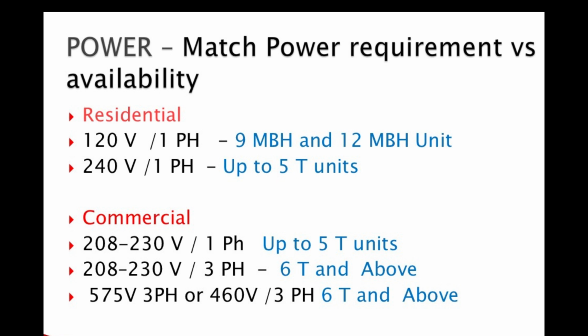In summary, for residential applications, 2 units are available with 120 volts single-phase power, 9 MBH and 12 MBH. Other units, up to 5 tons, require 240 volts single-phase power. For commercial applications, up to 5 tons follow the same power requirements, while units 6 tons and above use 208 to 230 volts or 575 volts three-phase, though 460-volt units are also common.